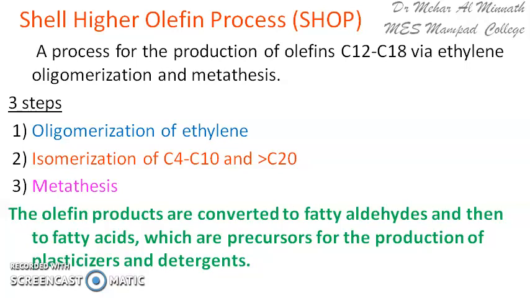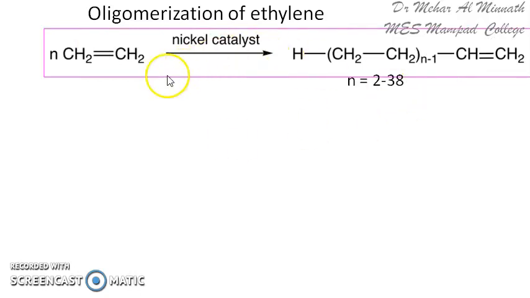Now let us see each step in detail. The first one is the oligomerization of ethylene. You know what oligomerization is. It is similar to polymerization, but fewer molecules are involved. So here you can see n ethylene molecules in the presence of a nickel catalyst undergo polymerization. The n value here can be 2 to 38, that is, you will have 1 ethylene moiety or 37 ethylene moieties, and you will have a terminal alkene over here.